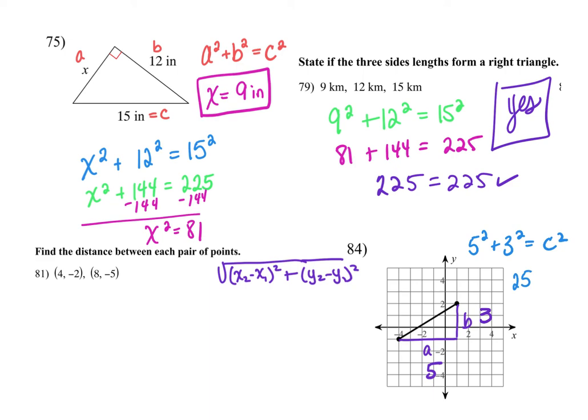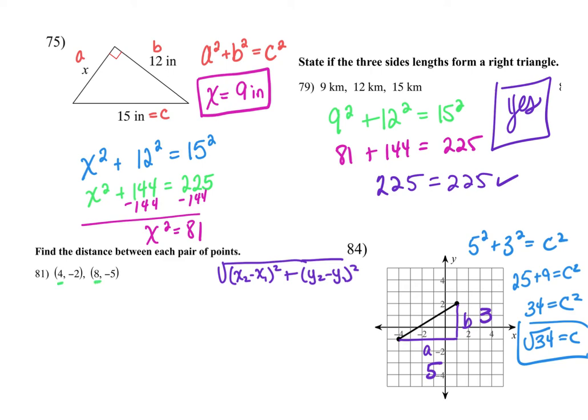25 plus 9 equals c squared. 34 equals c squared, so take the square root of both sides. The square root of 34 is going to be my distance, right? If I have a picture, I can just use the Pythagorean theorem. It is the same thing, square root of 34. If I don't, then I'm going to plug it in and just subtract them.